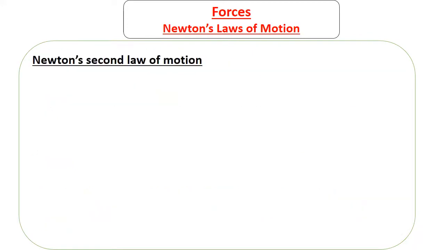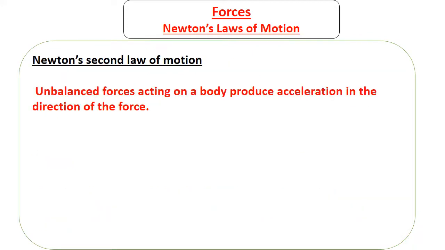The second law of motion: unbalanced forces acting on a body produce acceleration in the direction of the force. So if you have two or more forces and the resultant is not zero, meaning that they are not balanced, that they are unbalanced, that implies that there is a resultant force that is pushing that object in a certain direction.